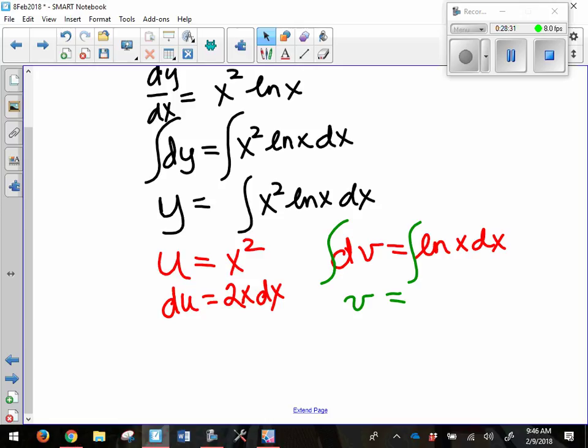I don't know if you're worthy of knowing this too early. In the back of your book is a table of integrals, which nobody ever finds, and we're not going to use it. There might be the integral of natural log of u du in that table of integrals. So you can look, but we're not going to use it.